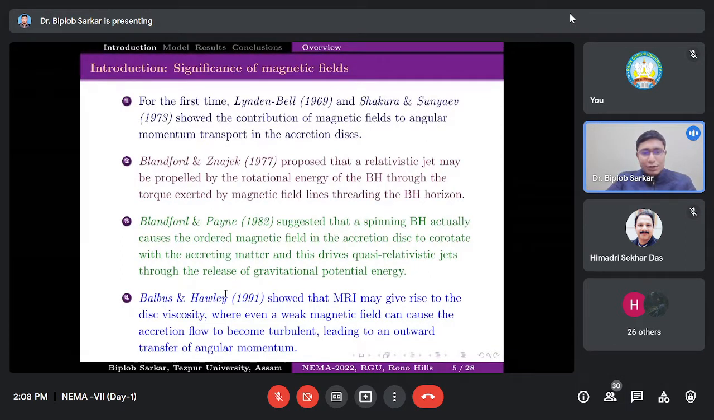Again, Balbus and Hawley in their seminal 1991 paper showed that magnetorotational instability may give rise to this viscosity, where even a weak magnetic field can cause the accretion flow to become turbulent, thereby leading to the outward transport of angular momentum.